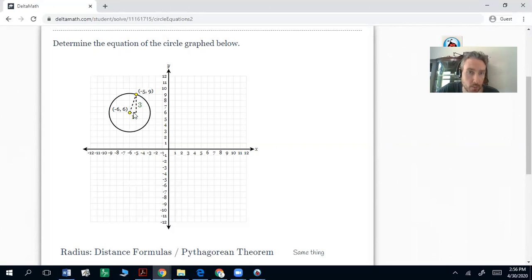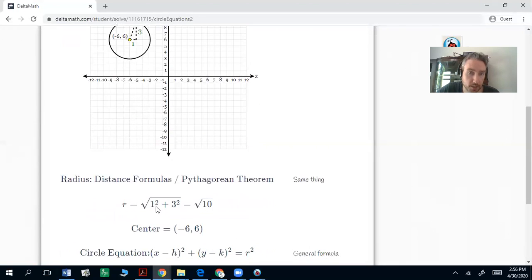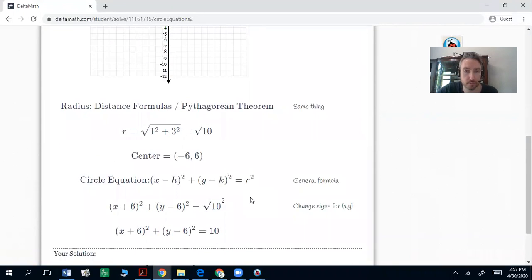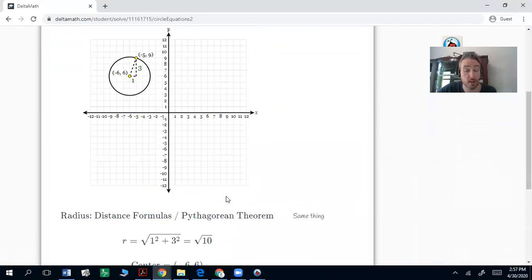And if you think about this distance here being 1, you're going from the center, which is at -6, 6. So you're going to go right 1 to be at -5. Then you're going to go up 3 to go from 6 to 9. Then those just form the legs of a right triangle, 1 squared plus 3 squared. And 1 squared is 1, 3 squared is 9, so 1 plus 9 is 10. So you can get that distance that way too, which is the same number that we got using the distance formula. And it gives you the square root of 10. You can square that to give 10.